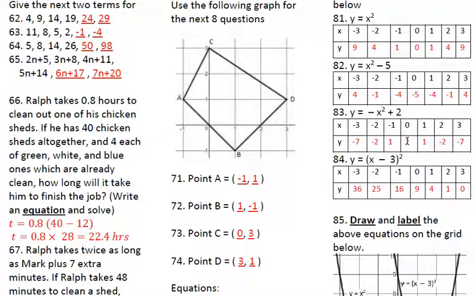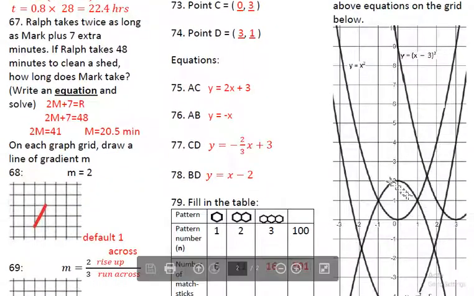Oh yes, the vertex is the highest value in this case, because this is an upside down parabola, remember. So our highest value, our maximum, will be 2. Notice that's a 2 there. See, the vertex is 2. Everything else is lower.